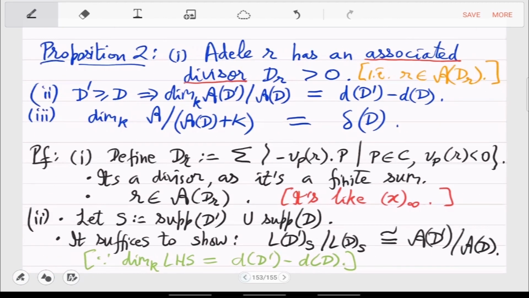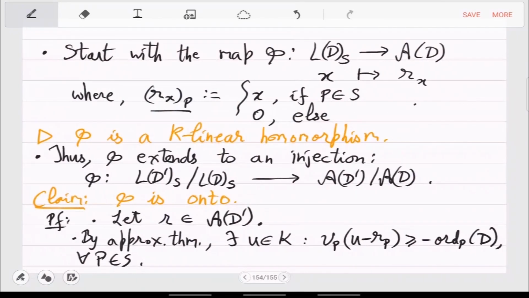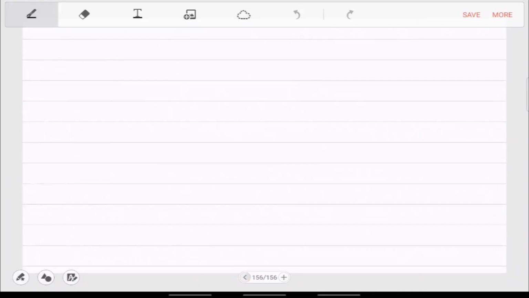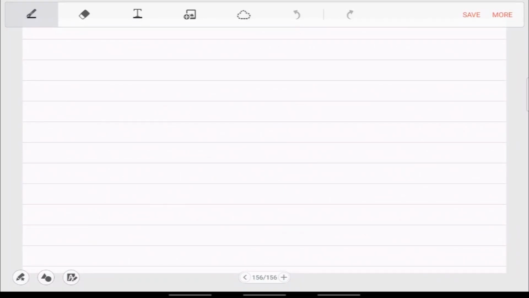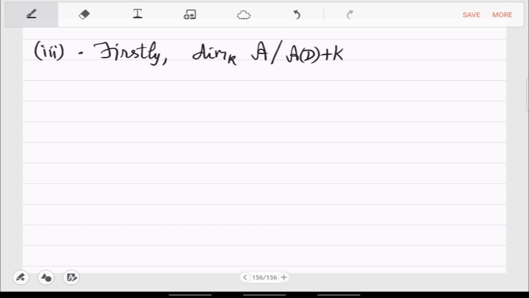Okay, so with that we can prove property 3 also. I think we won't be able to finish it today. Let's just do 50% of that. Yeah, so property 3. Let us show that the dimension of this A mod A_D plus K is at most delta D. Okay, this is what we will show, and next time we will show that it's at least delta D.